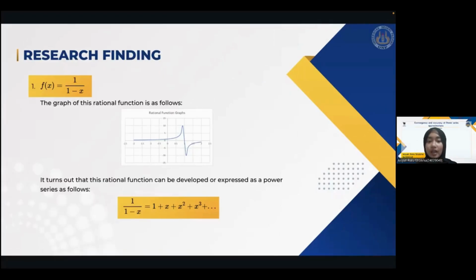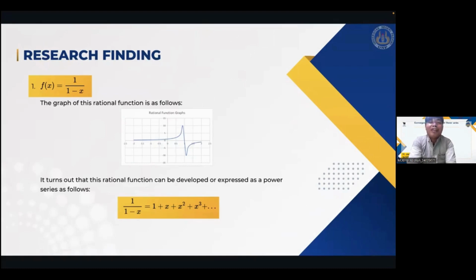Thank you. Now we proceed to the core of our presentation, the research findings. We will analyze three distinct functions to observe how power series behave in different scenarios. To the next presenter, the time is yours.